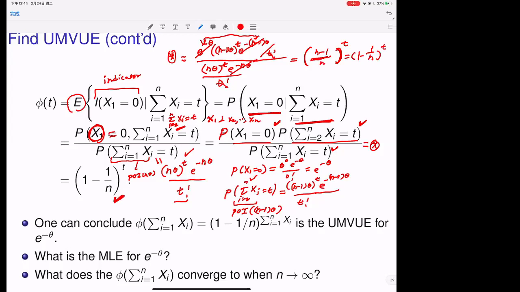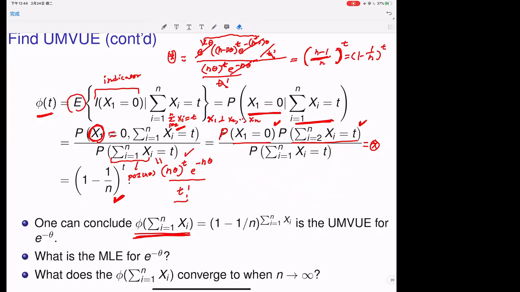Okay, good. So that means we divided that, phi of t, or basically phi of the summation of xi from 1 to n. Then you plug in, replacing t right here, with the summation of xi. So by definition of phi, I can claim that this is a UMVUE of the exponential e to the minus theta.